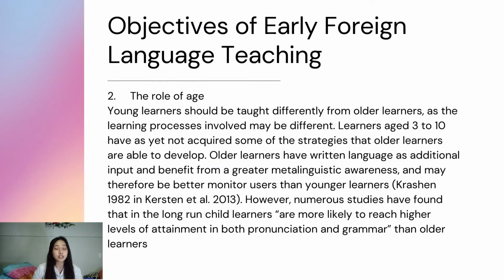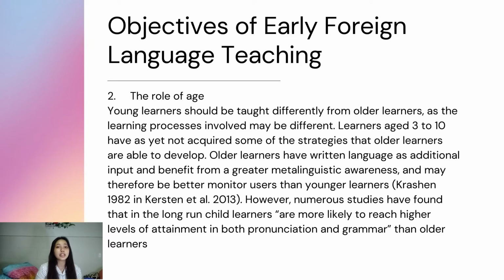The title of this article presupposes that young learners should be taught differently from older learners, as the learning processes involved may be different. Learners aged 3 to 10 have as yet not acquired some of the strategies the older learners are able to develop. Adult learners have written language as additional input and benefit from a greater metalinguistic awareness, and may therefore be better monitor users than young learners, from Krashen 1982.